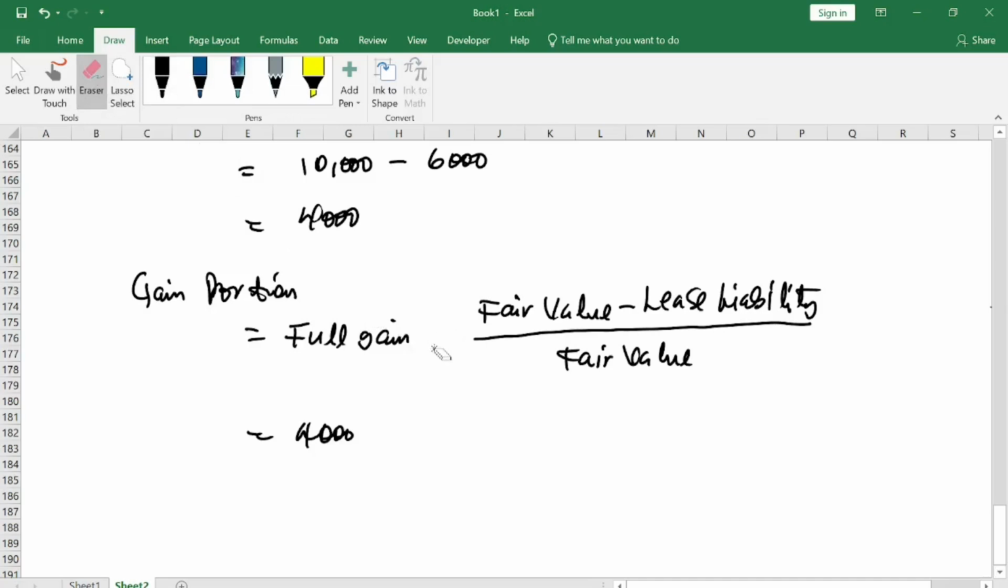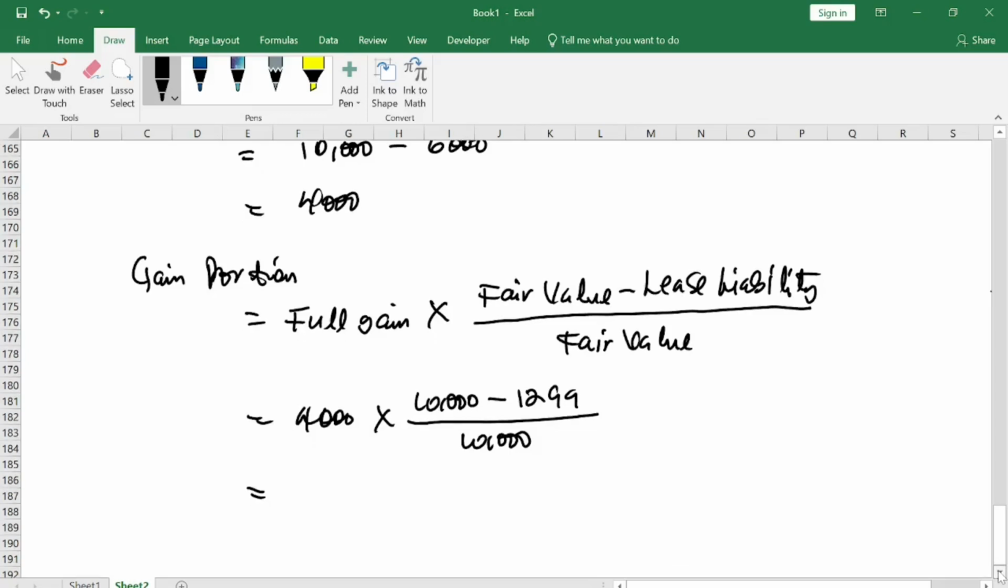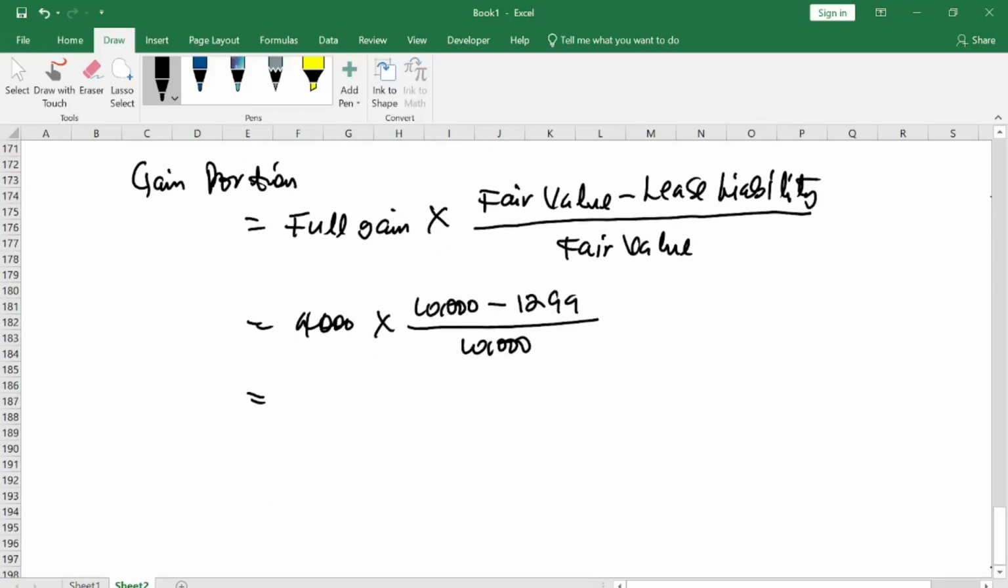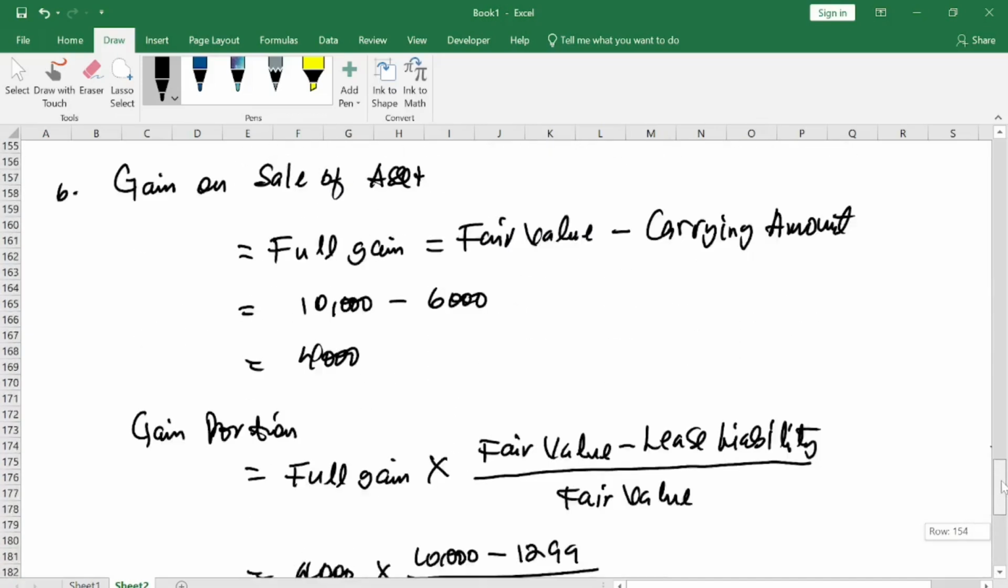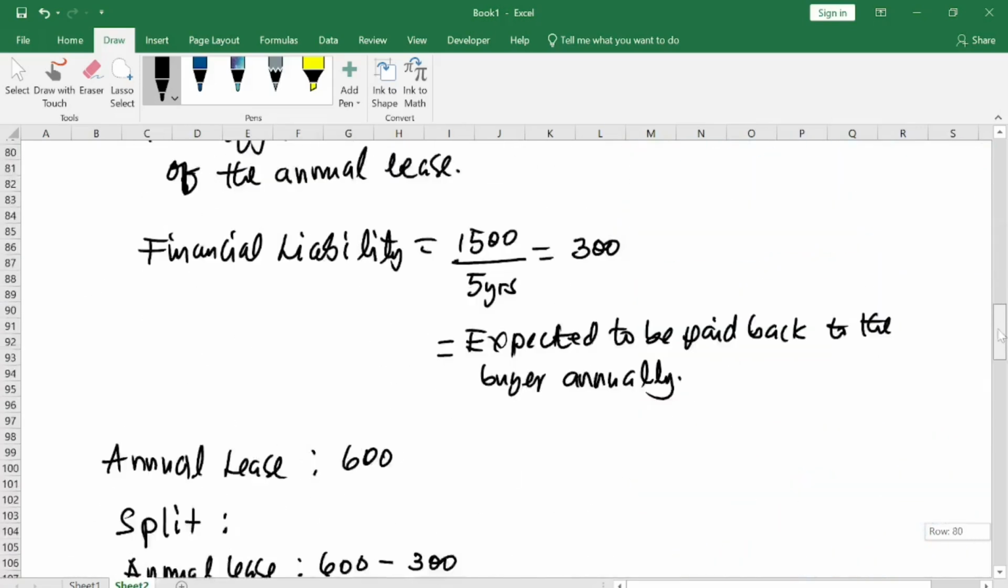You have the 4,000, and this one should be multiplied by what? The fair value, which is what? 10,000. And then the lease liability is 1299, all divided by the fair value, which is what? 10,000. So the portion that can be recognized is how much? The portion that can be recognized is 348. Good. We are done with the steps up to this point.